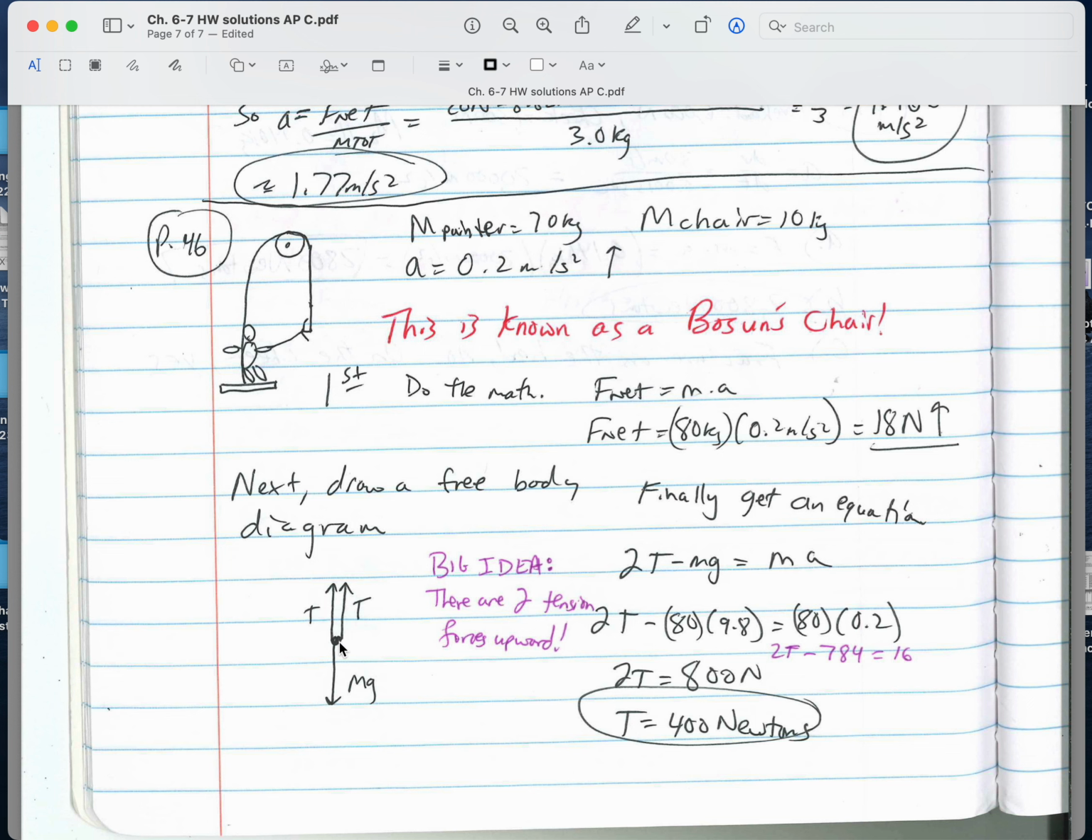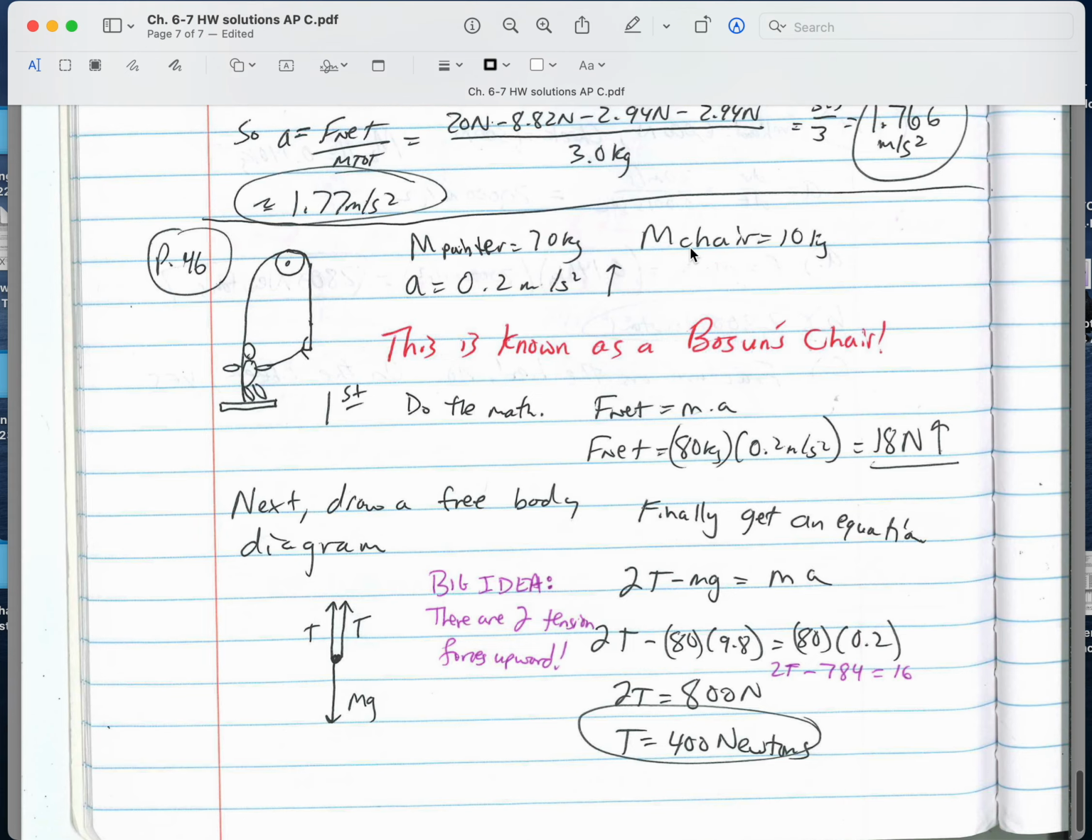So if I do this free body diagram, then the idea is 2T minus mg is going to equal mass times the acceleration. So 2T minus the weight, or the gravitational force, pardon me, is going to equal 80 times 0.2, which I already said was, ooh, that's 16 newtons. Dang.